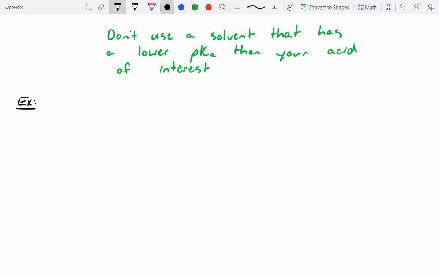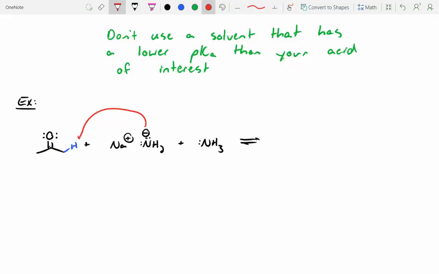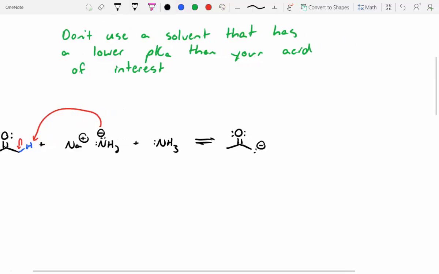In this example, we're going to use acetone again. We're going to use sodium amide again. But this time I'm going to run this reaction in liquid ammonia. And if we think about this, right? Let's draw in these protons. This base will come grab this proton, pop electrons over here. We'll form our conjugate base that is resonance stabilized. We'll still have this sodium ion hanging around.